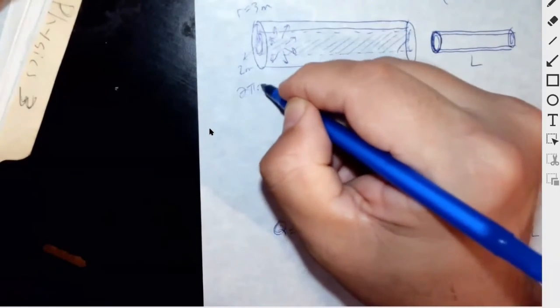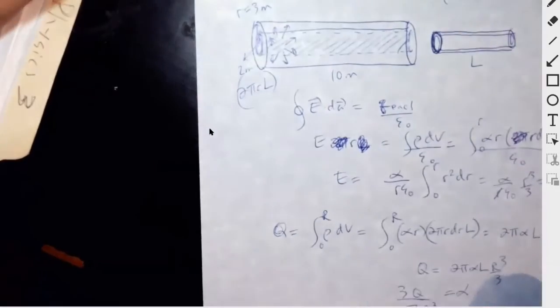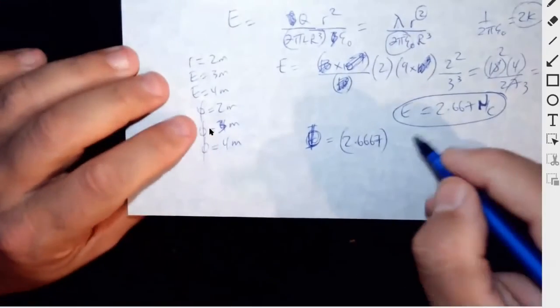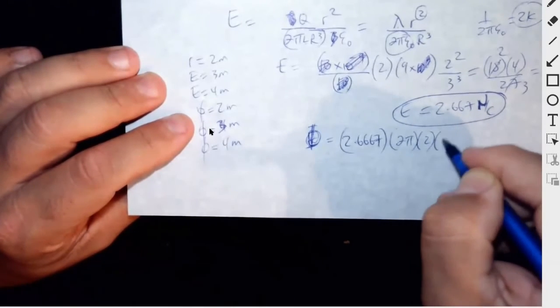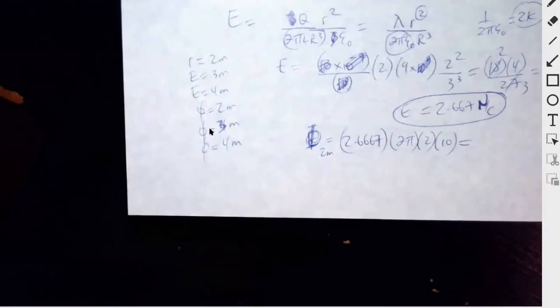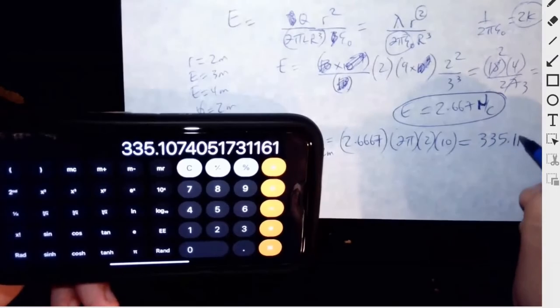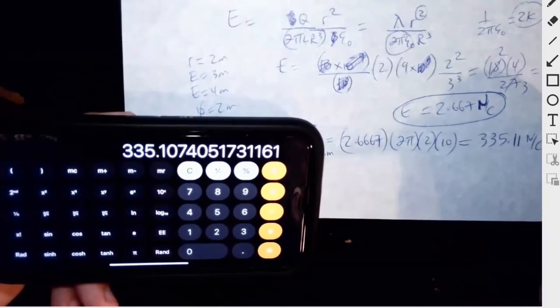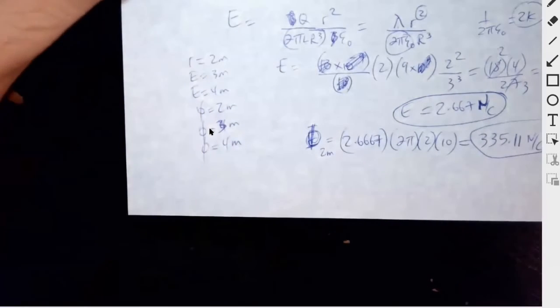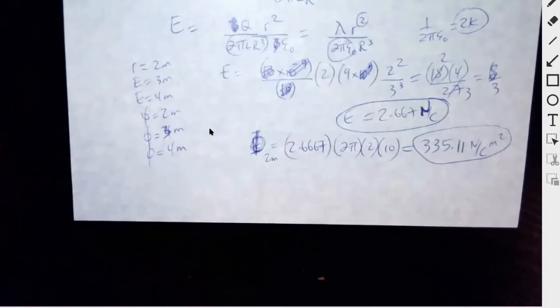So it'd be 2 pi RL, right? 2 pi, you're multiplying the circumference times the length. So 2 pi times 2 times 10 meters. Okay, that's the flux at 2 meters. .11 newtons per coulomb times meters squared. Okay, cool. Now, how about at 3 meters?